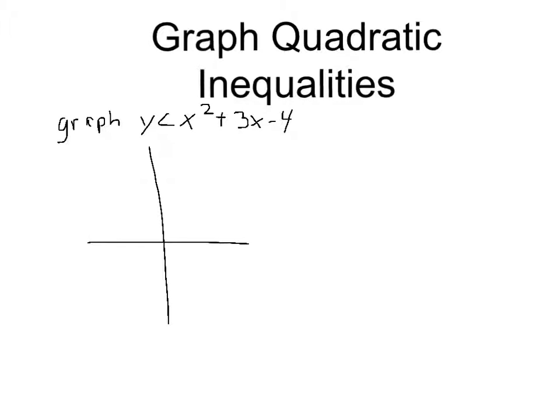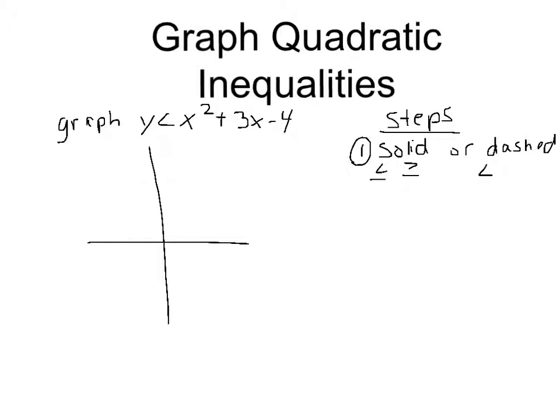So the first thing we're going to do is decide if our line is going to be solid or dashed. We're going to use our inequality symbol to determine that. It's going to be solid if it's got the equal to, so if it's greater than or equal to or less than or equal to, or it's going to be dashed if it's just the less than or greater than symbol. So in our case, this is going to be a dashed line.